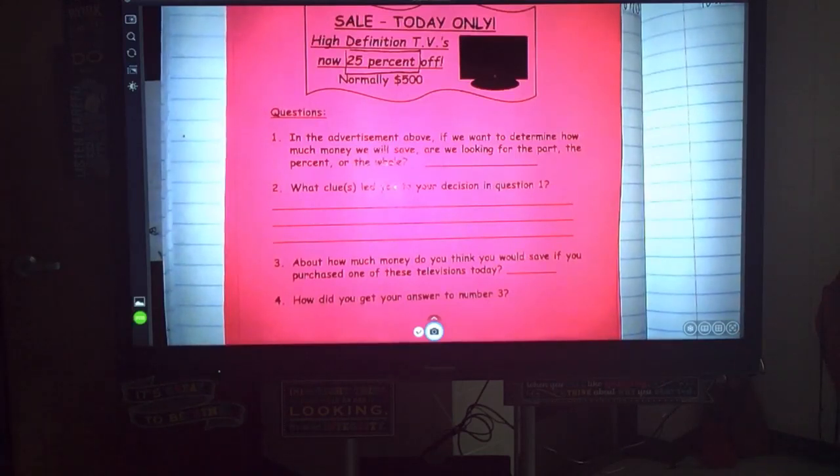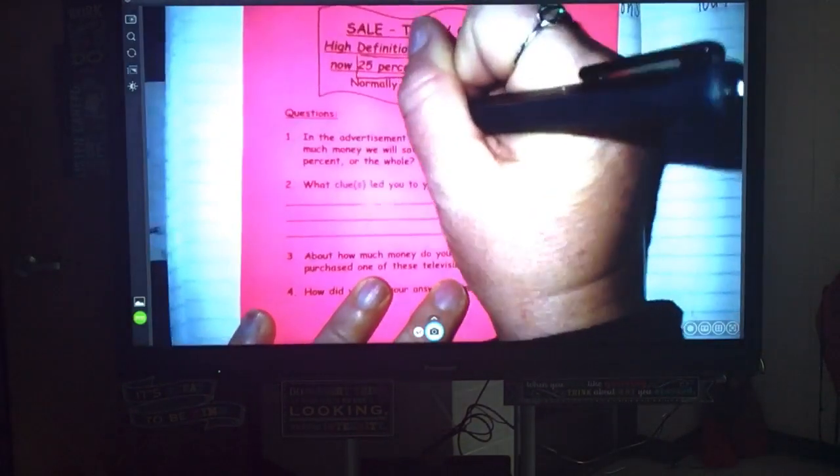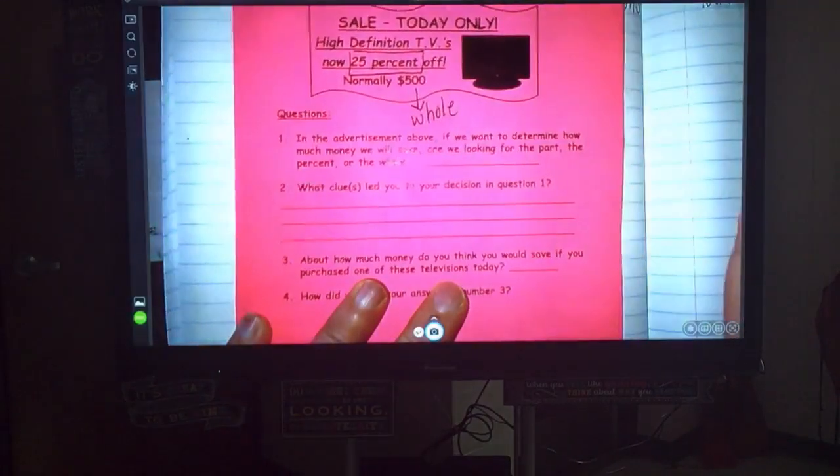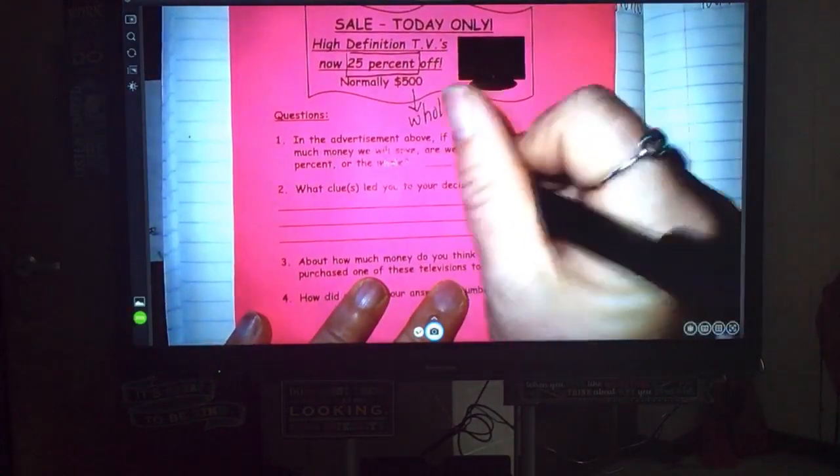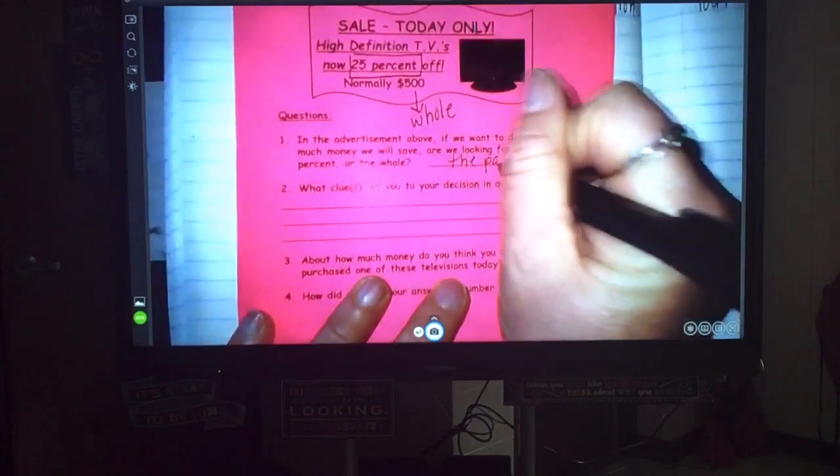This is where it gets a little confusing, because if you don't know part from the whole, then you're going to struggle a little bit. What does the $500 represent? Stop calling out and actually listen to my question. Cooper. It represents how much money the TV is, like normal. Yes, so it's your full total price. All right, so technically this is your representation of the whole. So if you wrote whole, go ahead and erase that. So you are looking for the part. So if you picked part, you are correct.